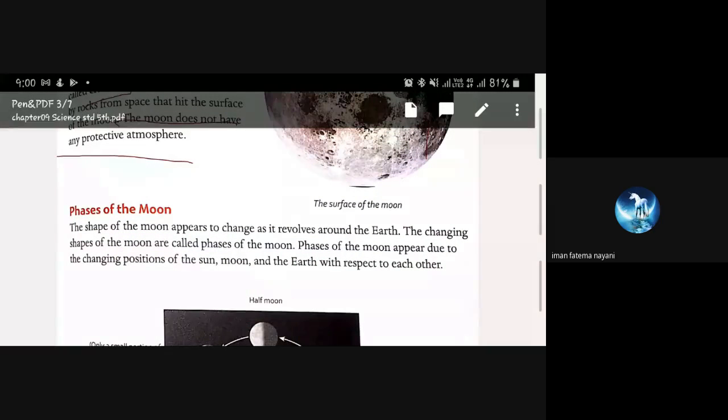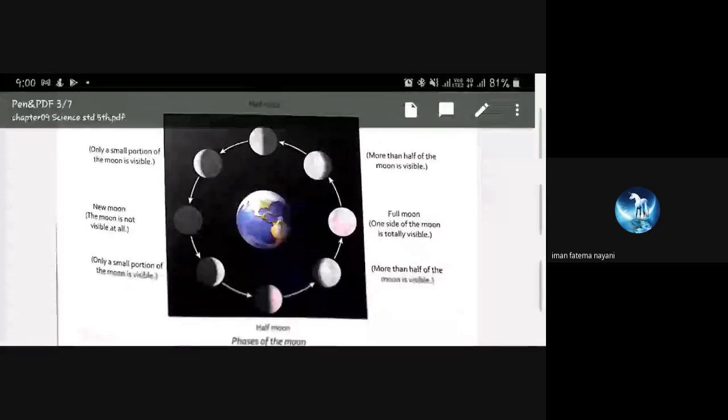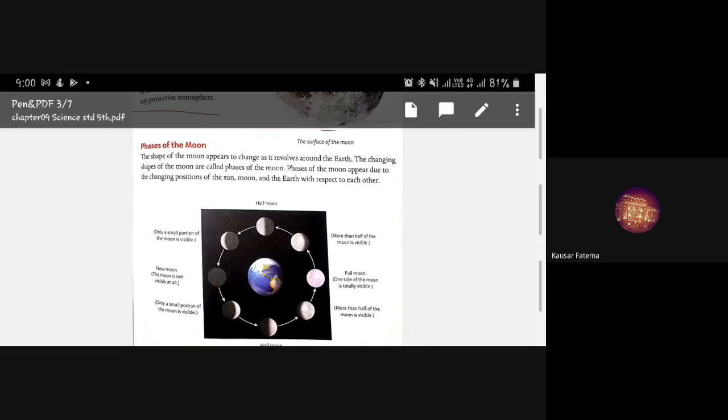Now the phases of the moon. As you know, there are many phases of the moon. Small, little, big, bigger. You can see this is called the phases of the moon. Fatima, yes, please read.